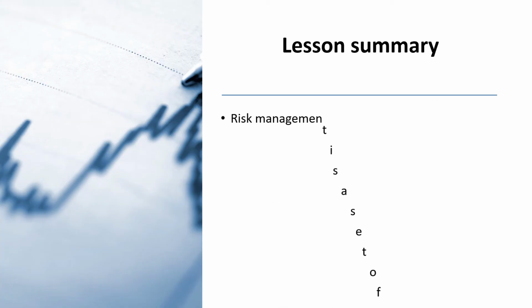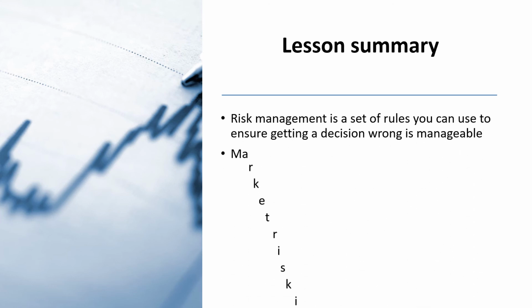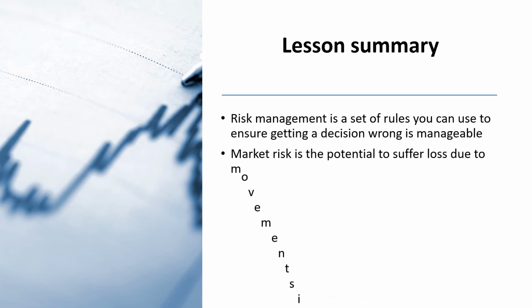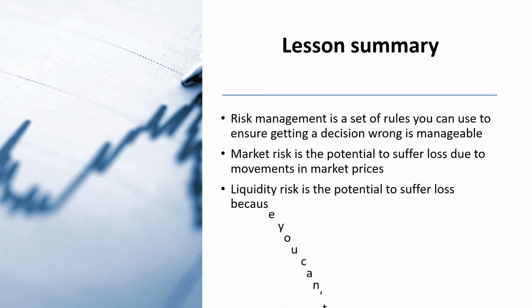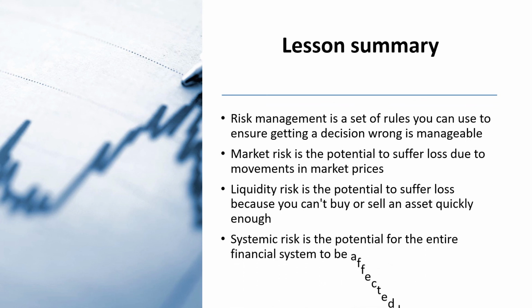Lesson summary. Risk management is a set of rules you can use to ensure getting a decision wrong is manageable. Market risk is the potential to suffer loss due to movements in market prices. Liquidity risk is the potential to suffer loss because you can't buy or sell an asset quickly enough. Systemic risk is the potential for the entire financial system to be affected by an event or series of events.